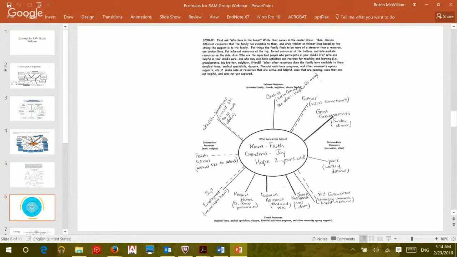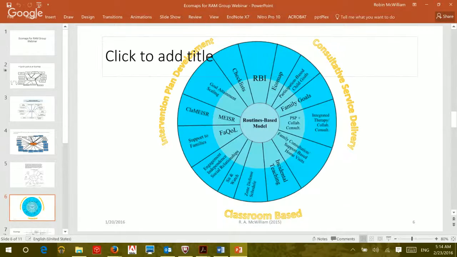Now, I've mentioned the routines-based model a few times. The Ecomap is one of 17 components of the routines-based model. We really join the Ecomap with the routines-based interview.